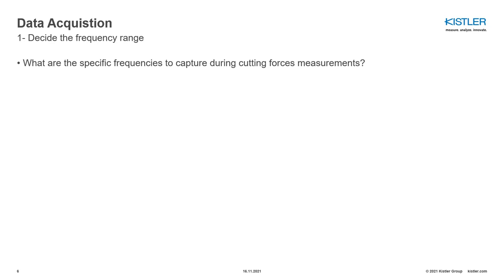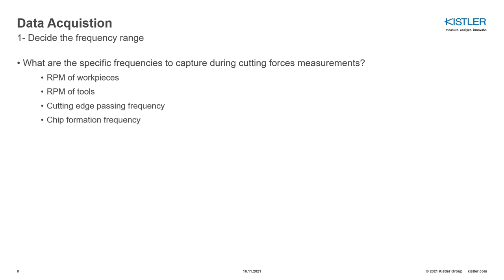The first thing we should consider, before we start to set up our system, is what the specific frequencies to capture during cutting force measurements are. Depending on milling, grinding, or turning, we are working with different machine dynamics and process dynamics. So we have the RPM of the workpieces, the RPM of the tools, and the cutting edge passing frequency. Imagine you have a milling tool with 4 cutting edges and a certain RPM, so your cutting edge passing frequency is in this case 4 times your RPM, right?